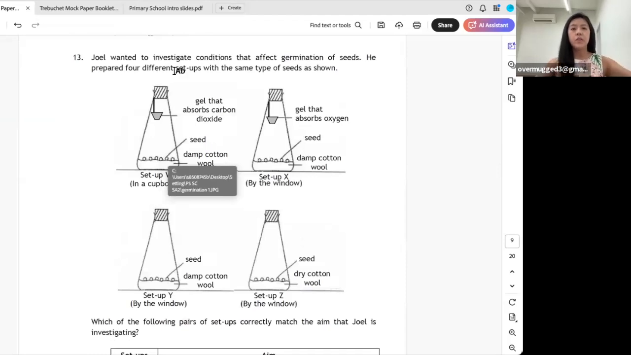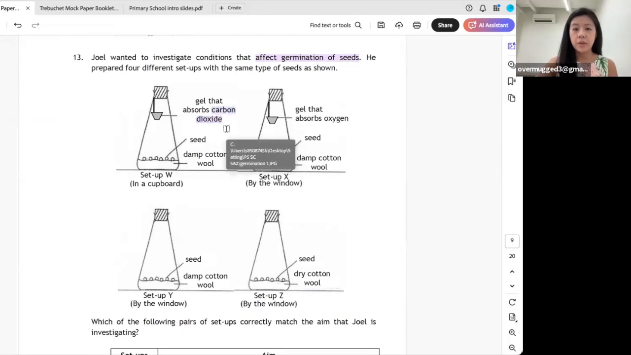Question 13. Joel wanted to investigate conditions that affect germination of seeds. He prepared 4 different setups with the same type of seeds as shown. Now, when you have so many setups here, it's always good to spot the difference. So something special about setup Y would be you have a gel that absorbs carbon dioxide. You have damp cotton wool, that means it's slightly moist. You place it in a cupboard.